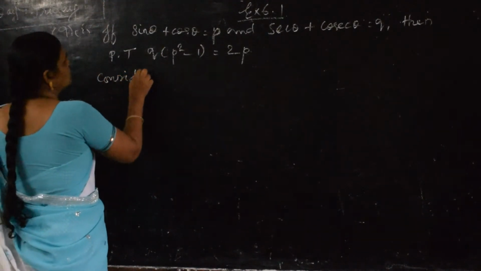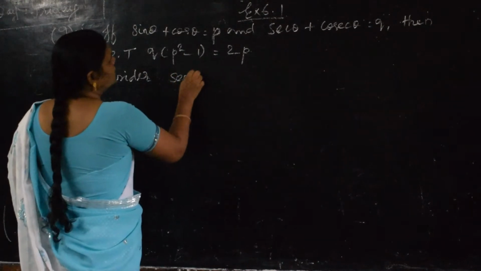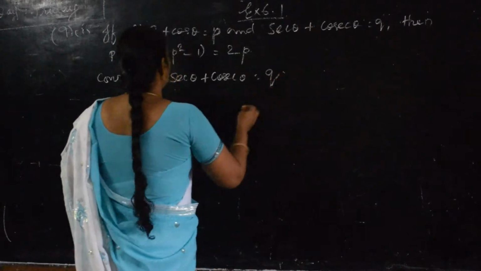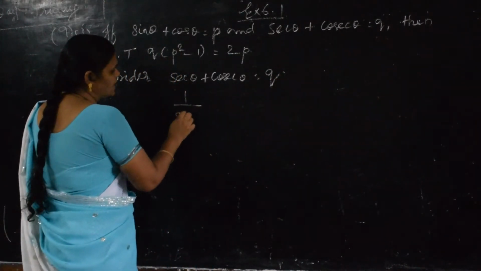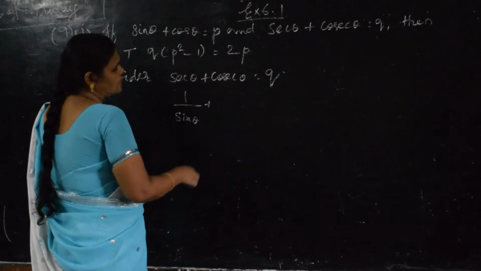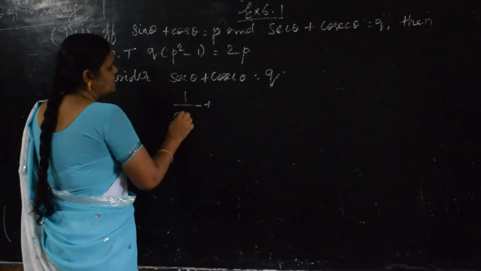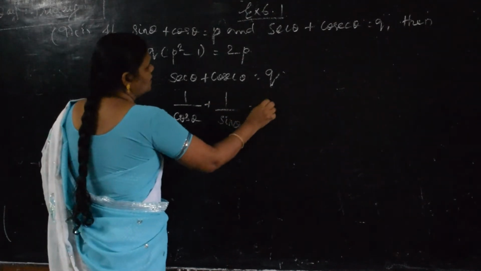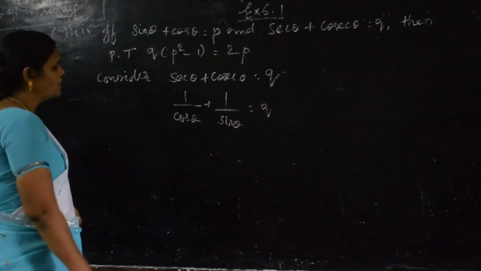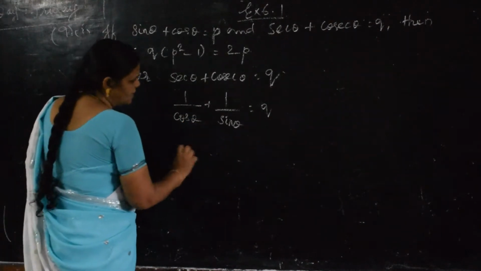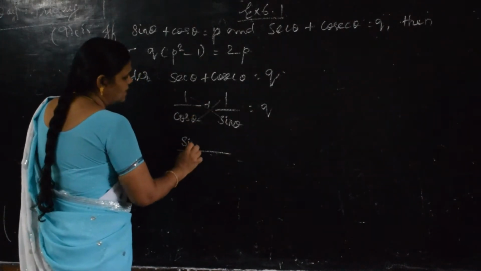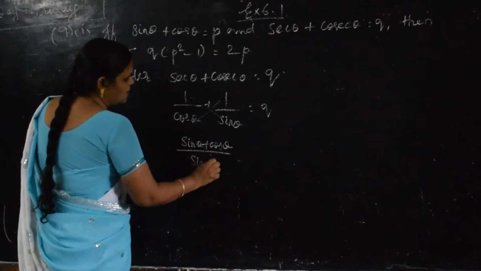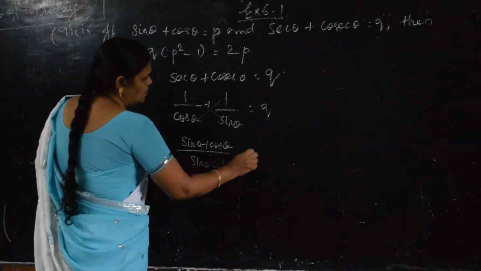Consider secant theta plus cosecant theta is equal to Q. So what is secant theta? 1 by cos theta is known as the secant theta, and 1 by sin theta is known as the cosecant theta. So, unlike fractions, let us take the LCM. Cross multiply. So sin theta plus cos theta by sin theta cos theta is equal to Q.